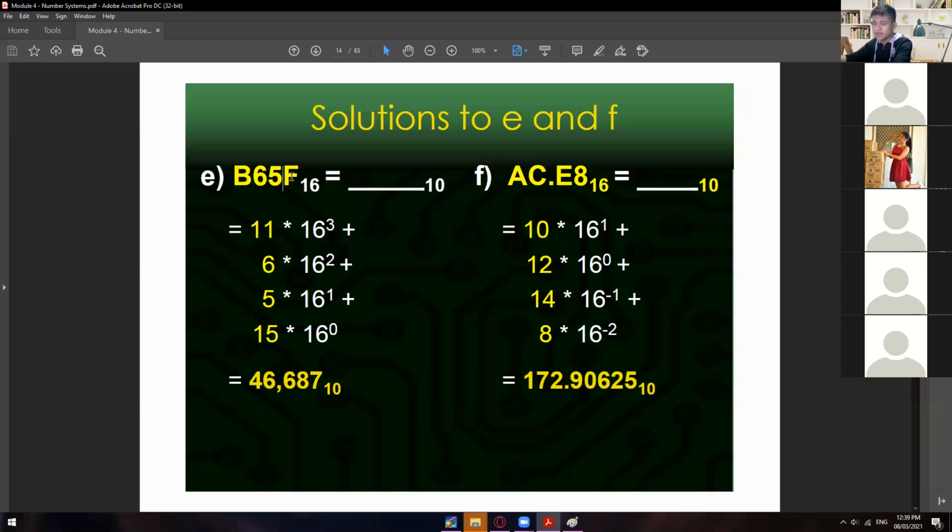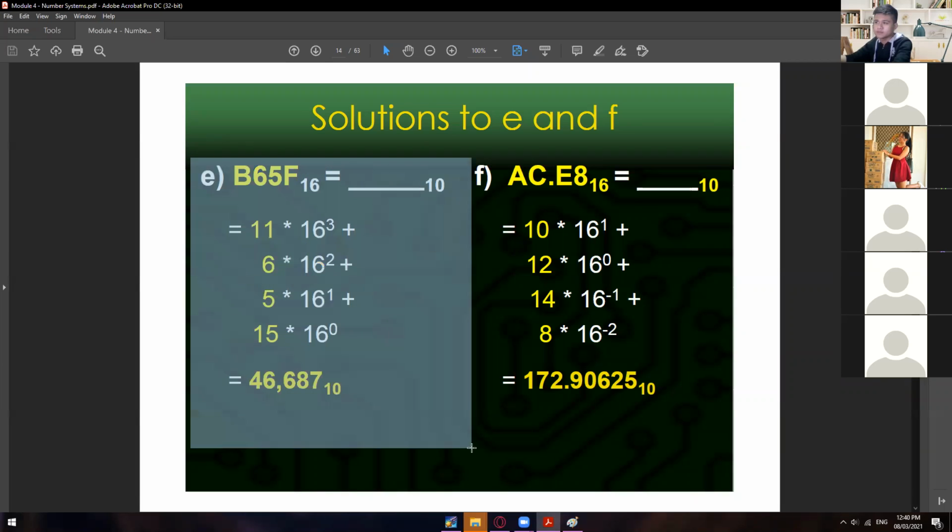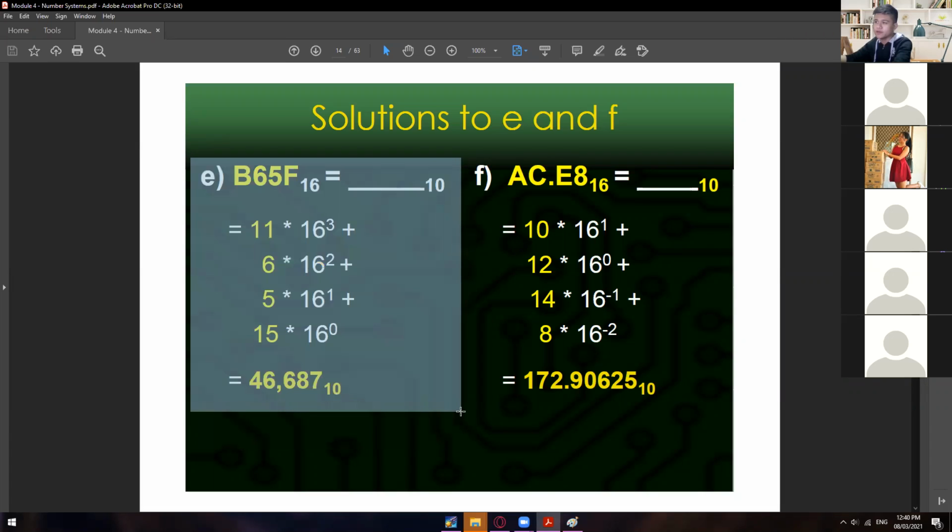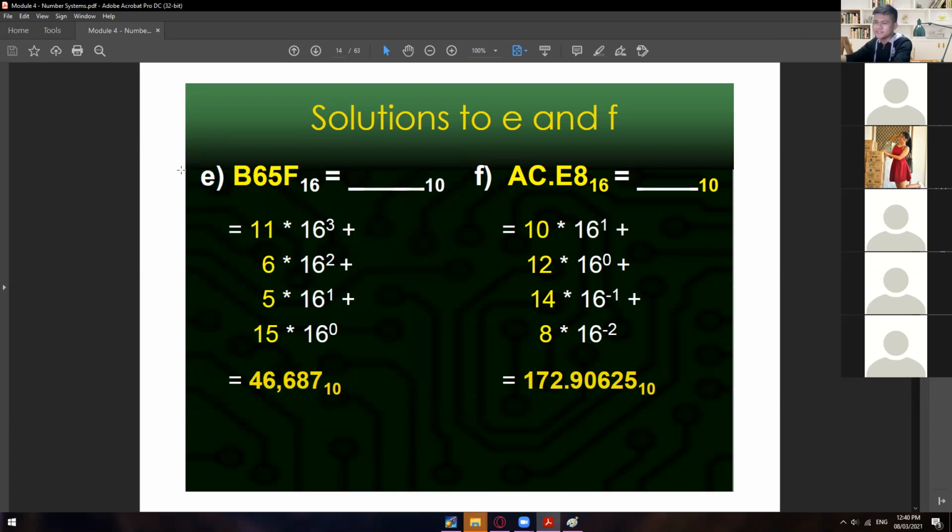So from here, we have 0, 1, 2, and then 3. And again, just let the calculator do the math, and then you will get 46,687 base 10. All right, so clear so far with letter E? So nothing has changed. It's just the bases, and then it's just the letter.